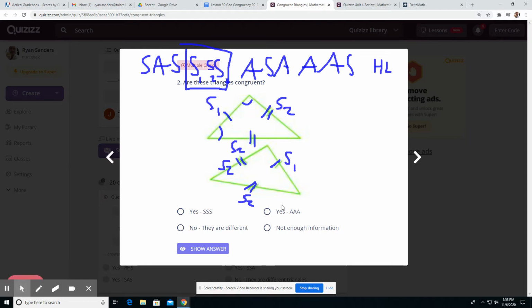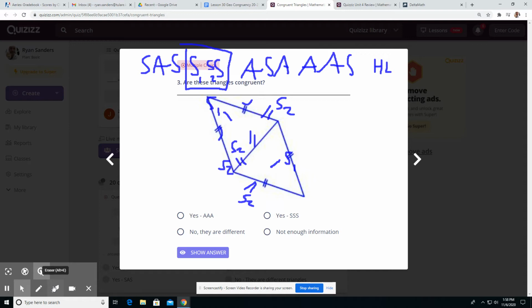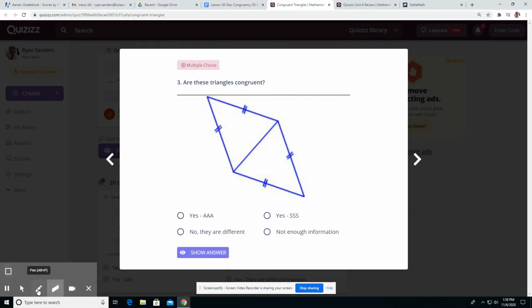Angle, angle, angle is not even one of them that works. So be careful, that's a tricky one. Are these triangles congruent? Well, I've been warning you about this. This is the one that has this reflexive property. They are sharing a side right here. So this one is the same for both of those triangles. It's a side on this triangle, it's a side on this triangle.